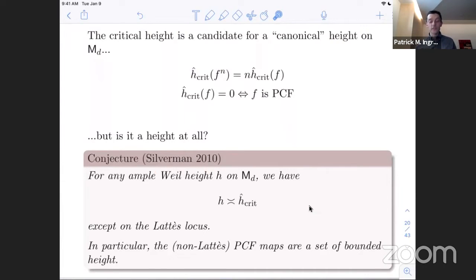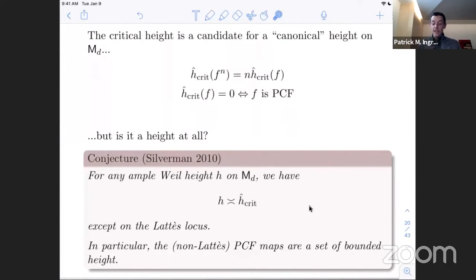So the critical height is a natural candidate for a nice, quote unquote, height function on M_d, right? It has some nice properties. It interacts nicely with iteration. If you do something naive, like look at the height of just the coefficients that define a rational function, there is probably some way of relating the height of an iterate to the height of the original, but it's going to be some nightmare. Whereas here, this is an easy application of the chain rule.